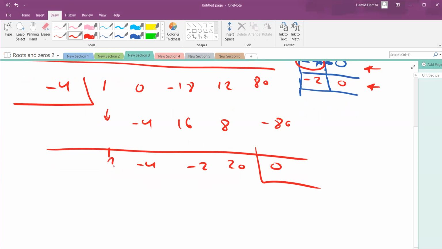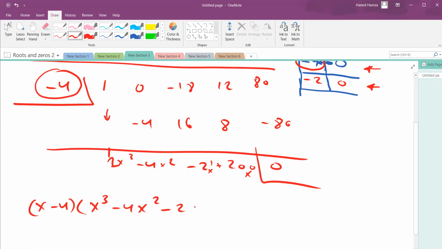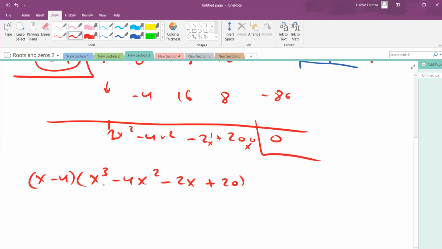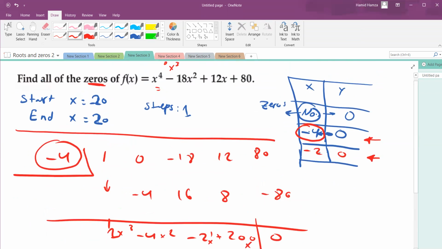So let's form the equation. So x power 0 plus x power 1, x power 2, and x power what? Power 3. So I got what, guys? Let's take this with a different sign because we will form factors. So it will be x minus 4 multiplied by x power 3 minus 4x squared minus 2x plus 20. So I reduce the power from power 4 to power 3.